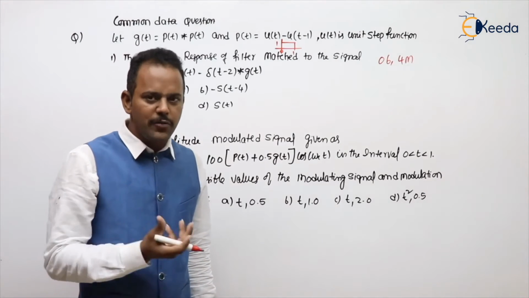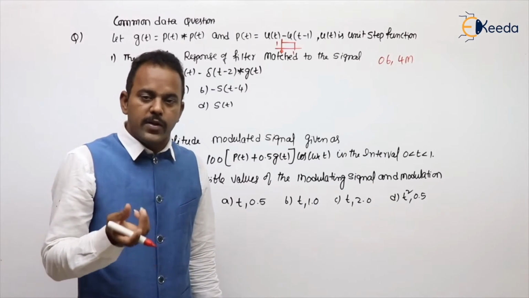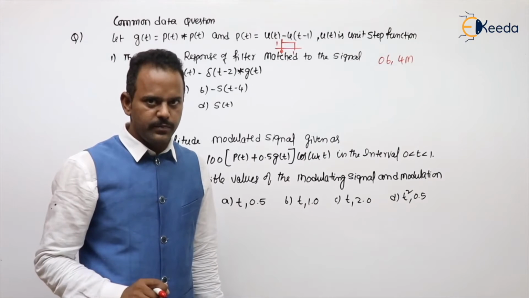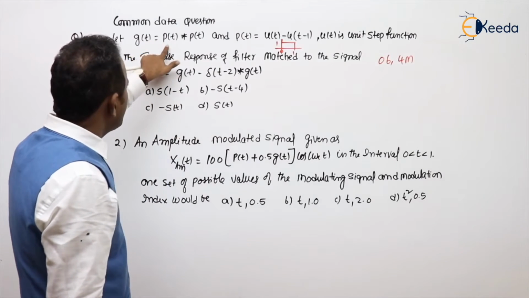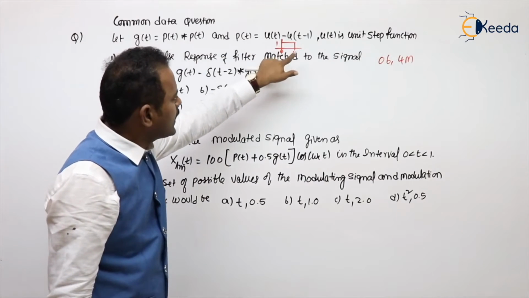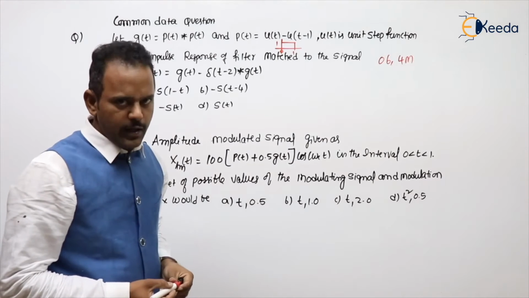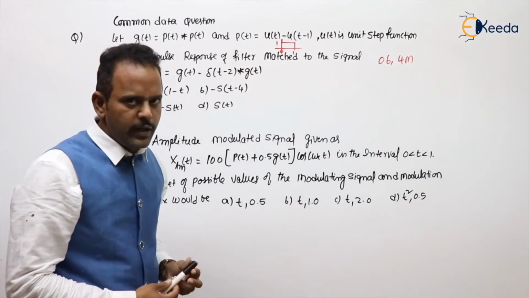Let's see how easily we can solve. Basically here we need a strong background of signals and systems. Clear? Yeah. What is G of t? P of t convolution with P of t. What is the P of t finally? A rectangular pulse from 0 to 1. So another P of t also, another rectangular pulse from 0 to 1.